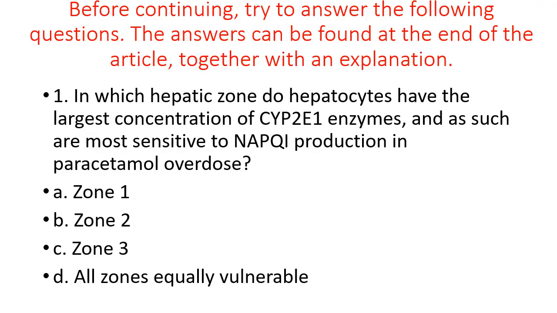Before continuing, try to answer the following question. The answer can be found at the end of the article together with an explanation. In which hepatic zone do hepatocytes have the largest concentration of the enzymes and so are most sensitive to the production of toxic metabolites in paracetamol overdose?